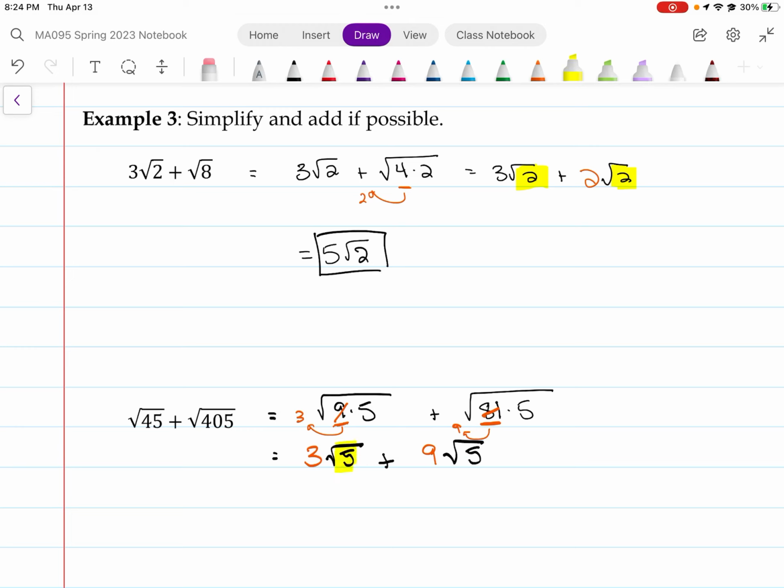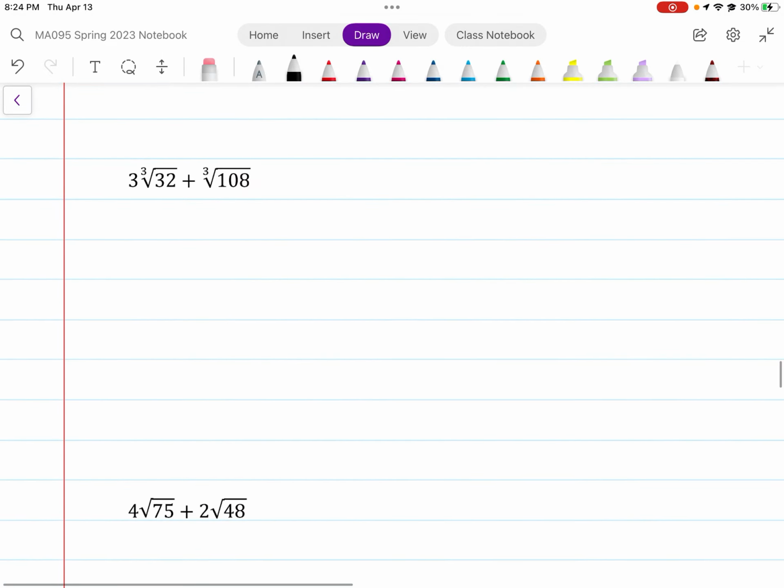These are what I'm going to give you, things like this, so that you can see that when you have the same radicand and the same index, they both have to be the same, the index and the radicand, you're going to get 12 square root of 5. That's the final answer on that. All right, let's try 2 more.